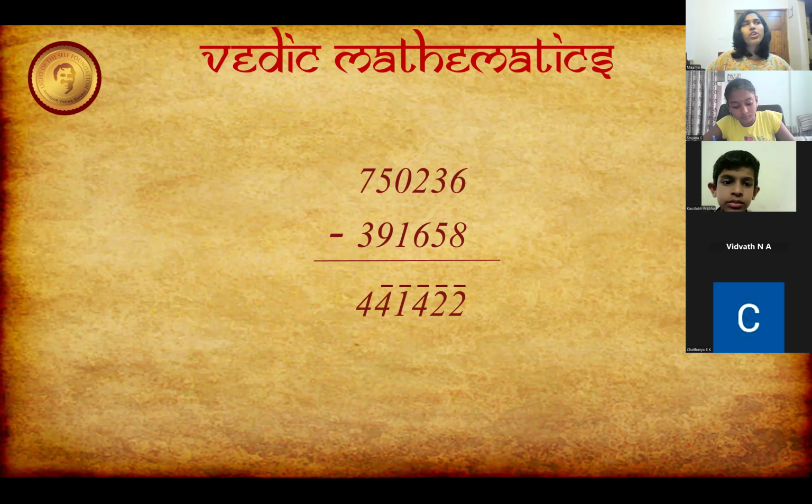Okay, let me give you a clue. There is one formula that we learned. It's called all from 9, last from 10. Does someone remember? Multiplication. Correct. Which is what we will use here.